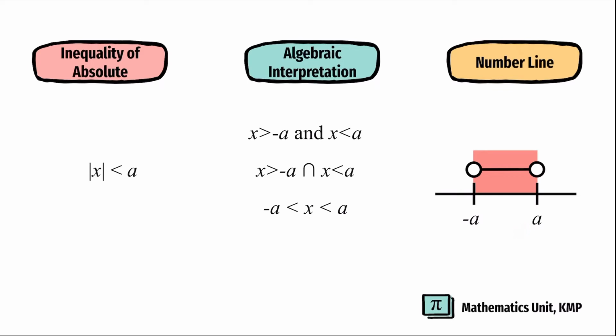We're going to do the same if we have less than or equals to. It's just that we're going to use closed circle.